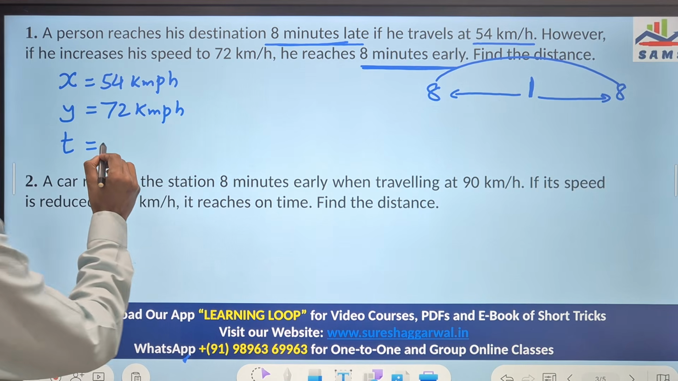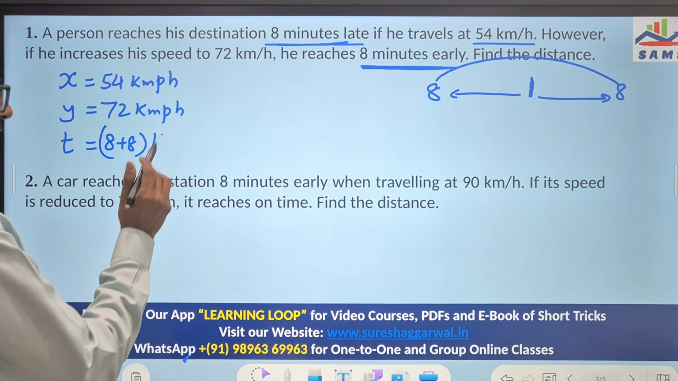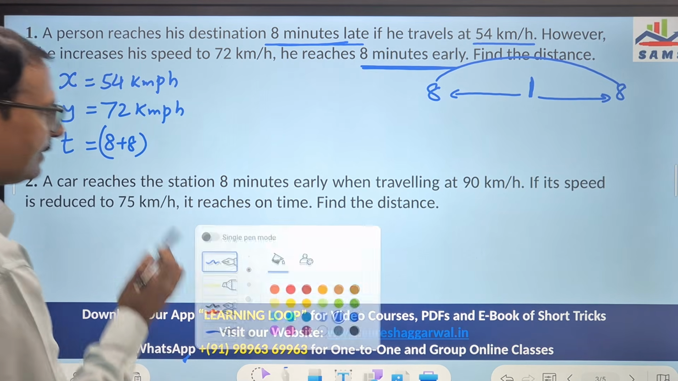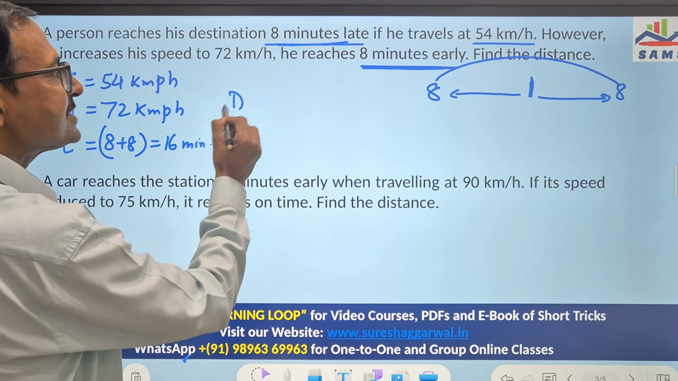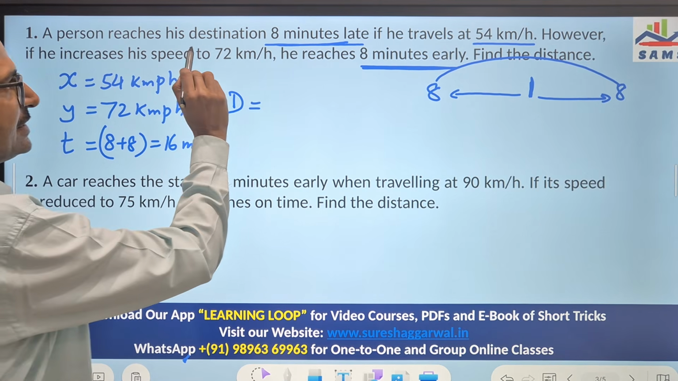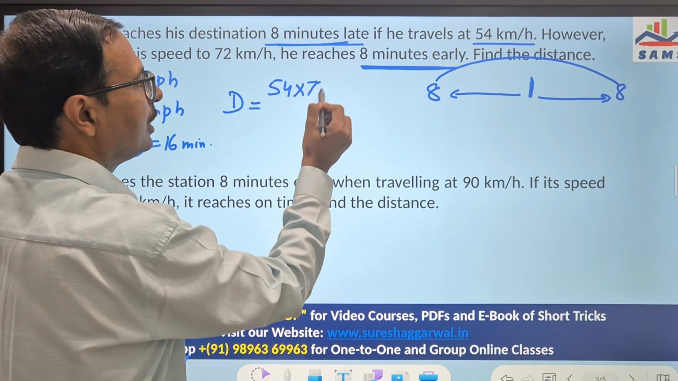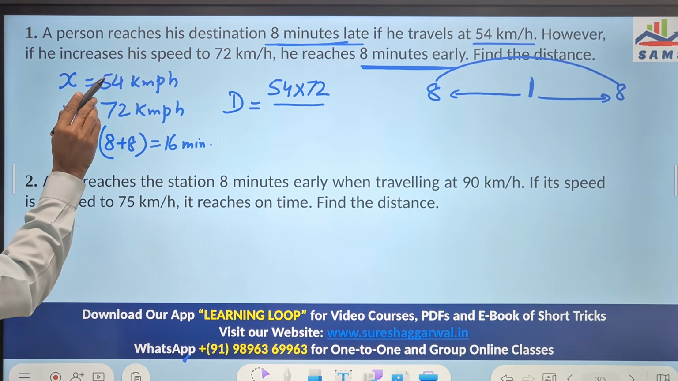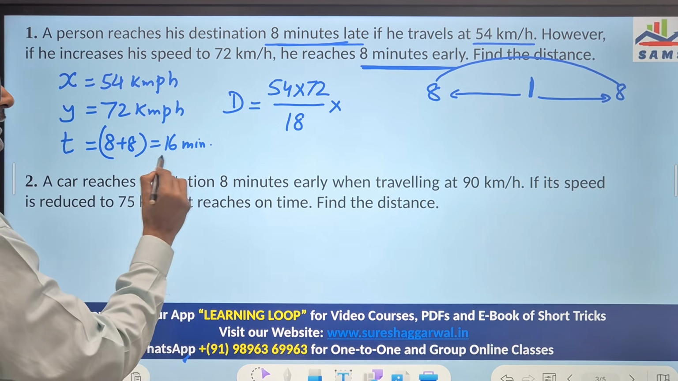So I have to take 8 plus 8, 16 minutes as the value of t here, the value t, 16 minutes. So what will be the distance now? What did I tell you? In the distance, you have to multiply the speeds. The speeds are 54 and 72. So 54 times 72 upon the difference between the speeds. So 72 minus 54 is 18, and multiply it by the time difference.